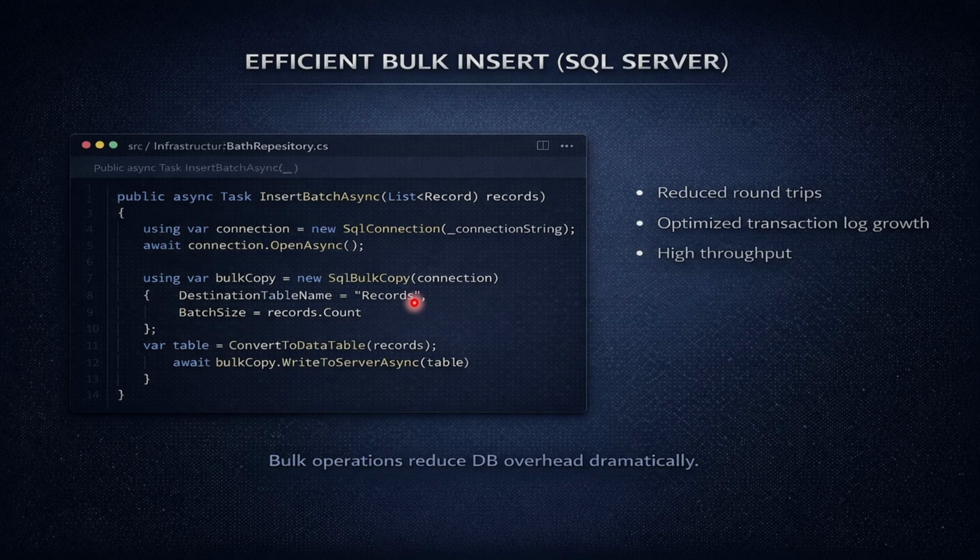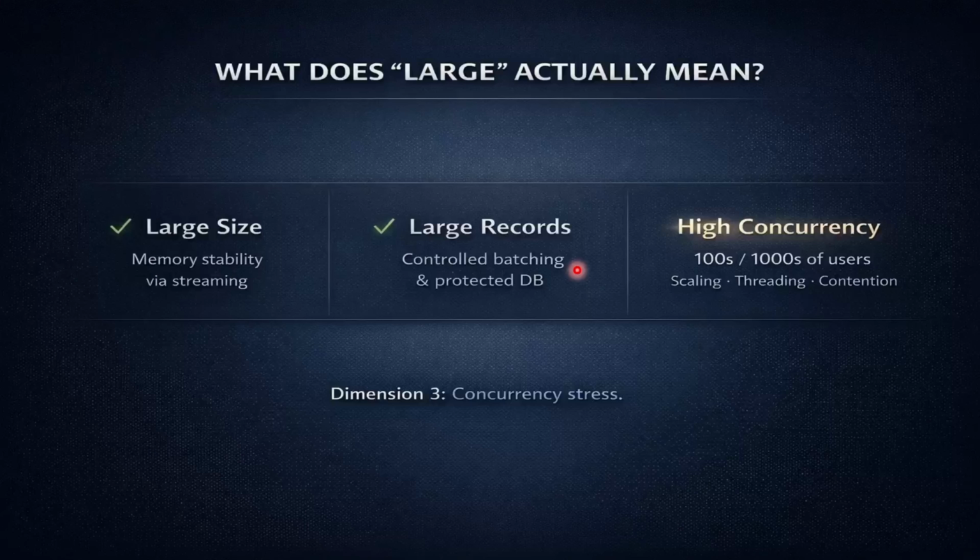For SQL Server, we use SqlBulkCopy. What does that give us? It gives us one network round trip per batch, less transaction log overhead, and much higher throughput. Batching controls database pressure, and bulk insert is what makes the batching faster. If you use batching in isolation, it will take so much time. To reduce that, we use efficient bulk insert.